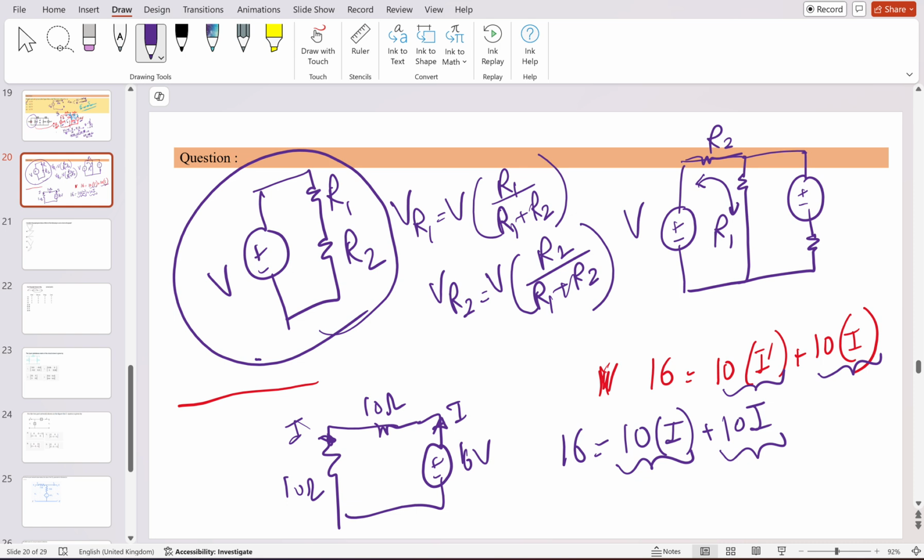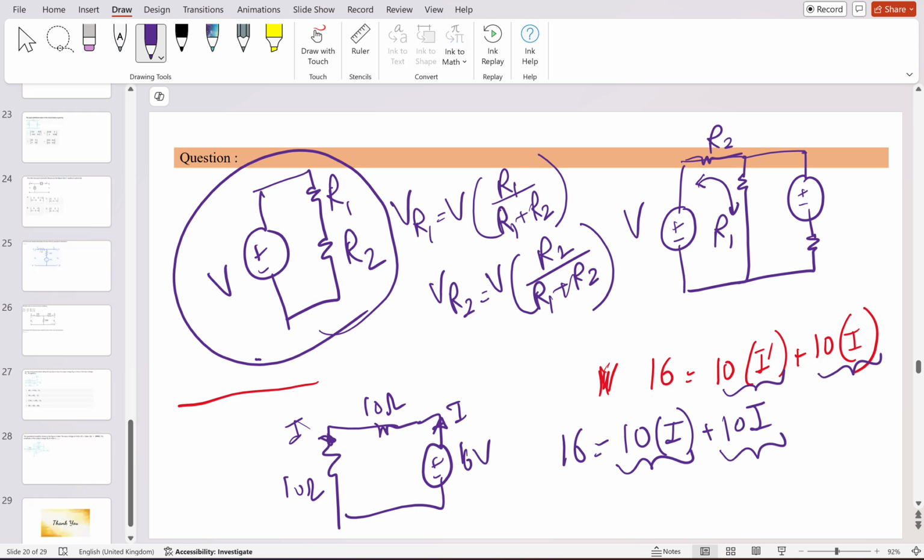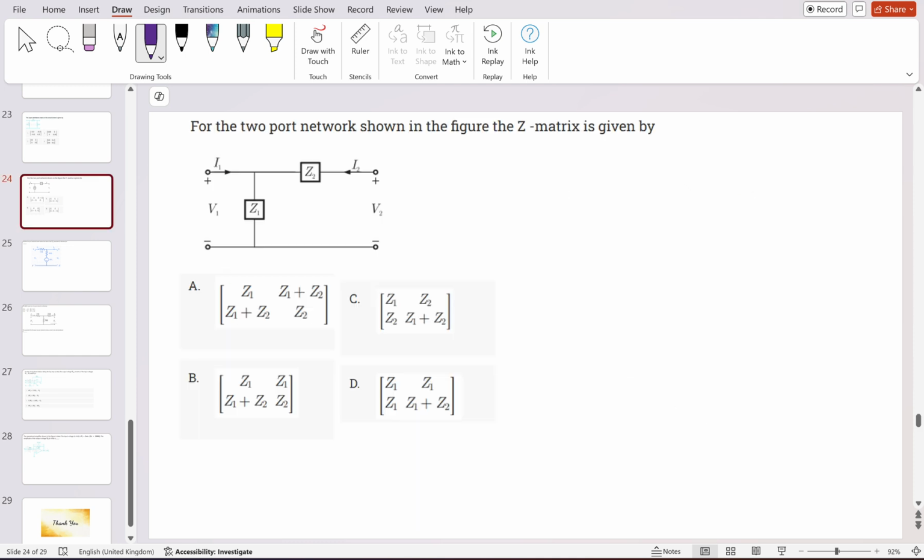If the voltage is connected across R1 and R2, then you can apply it. Okay, let's move forward. I will take two more problems, first giving a glimpse of the two-port network, then I will solve one for the op-amp circuit. Just see how I am solving.